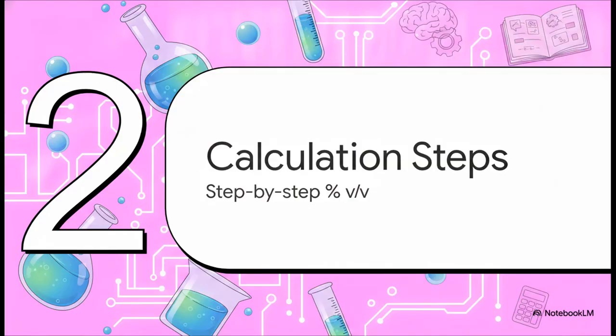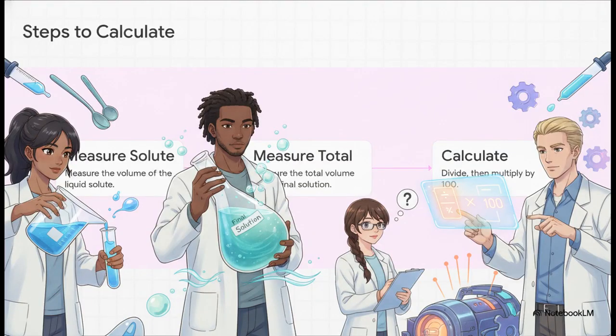All right, section 2, step-by-step calculation. Let's break this down into 3 concrete, easy actions. Step 1, measure the volume of the liquid solute. Basically, you pour out your pure active ingredient and note how much you have. Step 2, dilute it, and then measure the total volume of that final, newly mixed solution. Step 3, do the math.